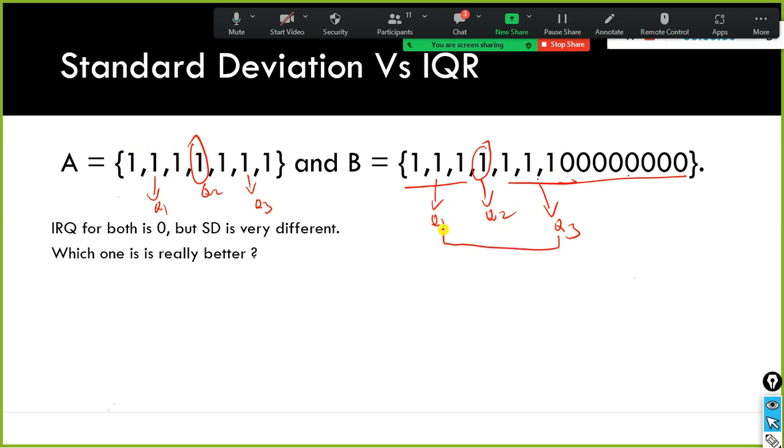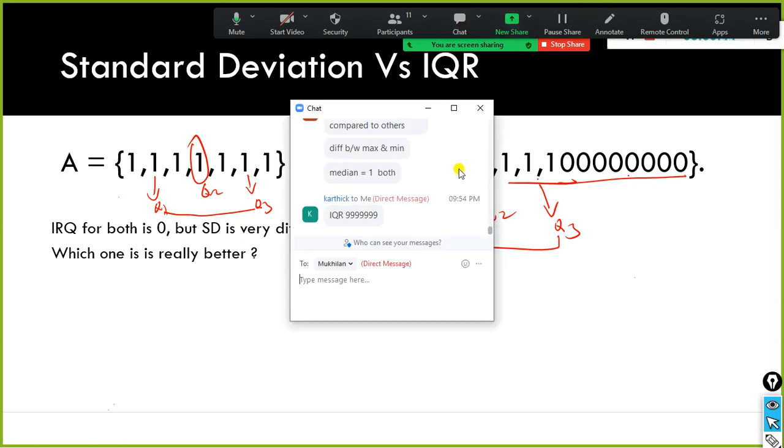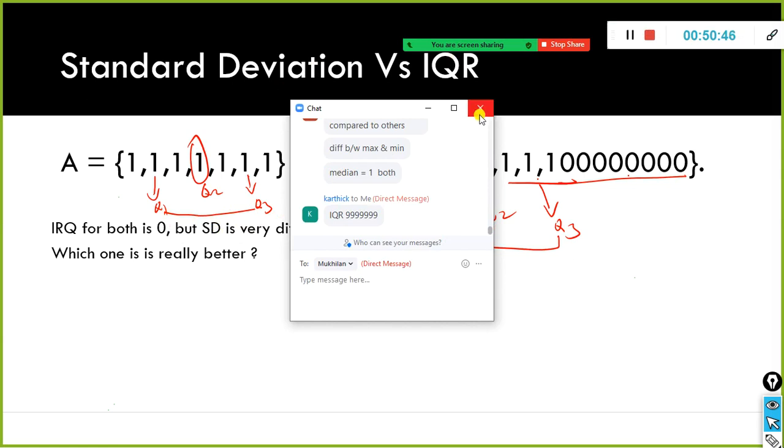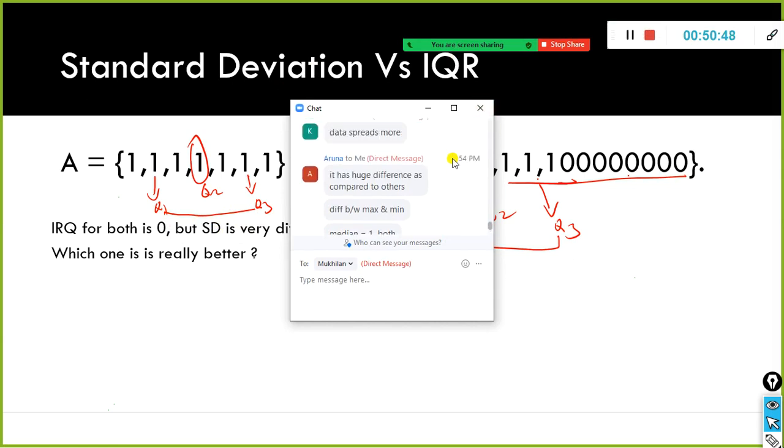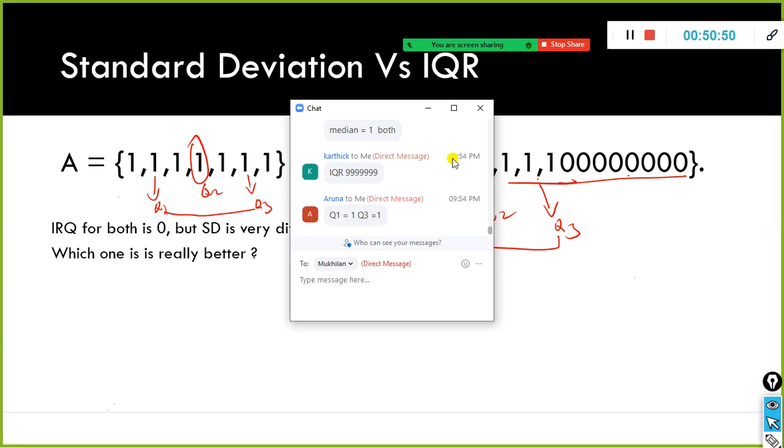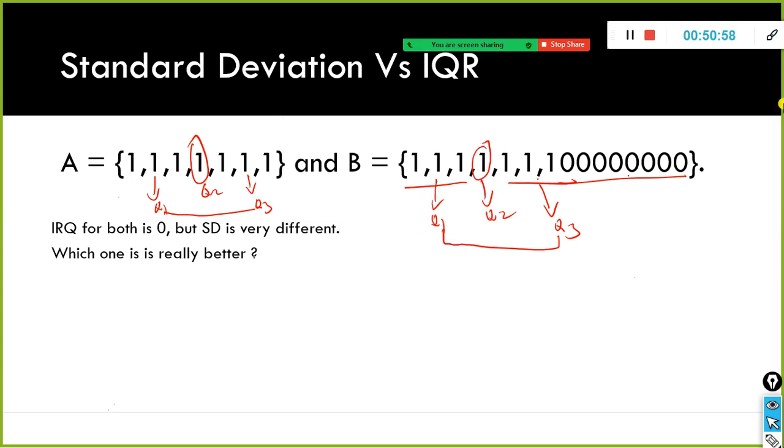So Q3 minus Q1 is what? All of you type it in the chat window, so that I can make sure you are all watching. Okay, very good, Karthik. Karthik typed the value itself. Q1 is equal to 1, Q3 is equal to 1. What is IQR here? Mala, very good. So what is the IQR value here? Q3 minus Q1.